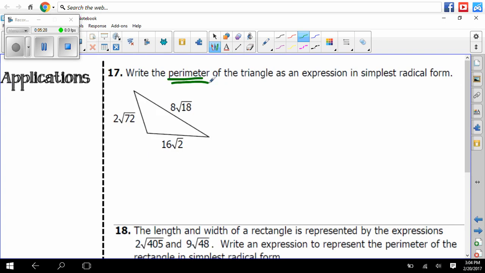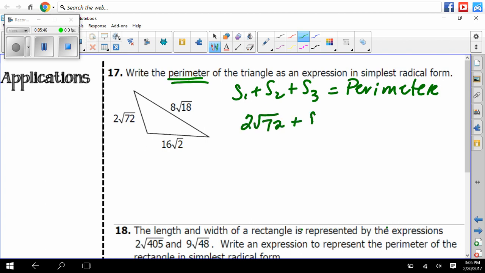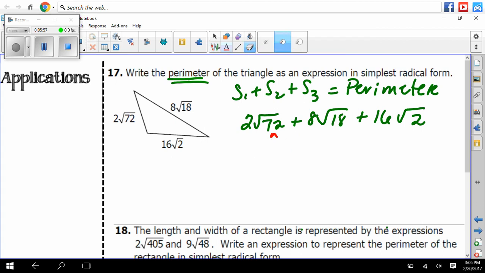Then we have writing the perimeter of a triangle. So basically, perimeter of a triangle, we're going to add up all the sides. So side 1 plus side 2 plus side 3 equals the perimeter. So I'm going to say 2 radical 72 plus 8 radical 18 plus 16 radical 2. And breaking down, I could go actually a little bit more than that. 72 breaks down to 36. And the square root of 36 is 6. That gives me 12 radical 2.